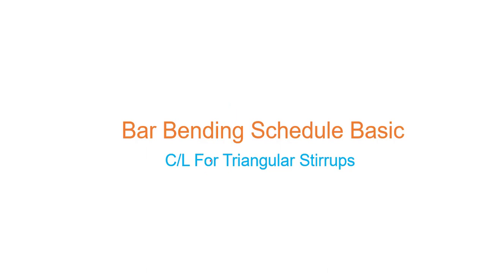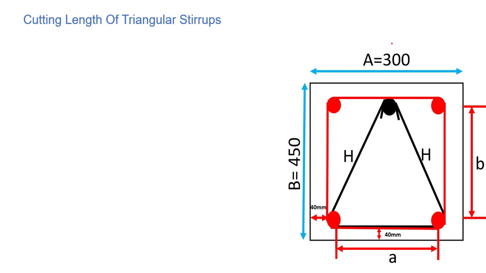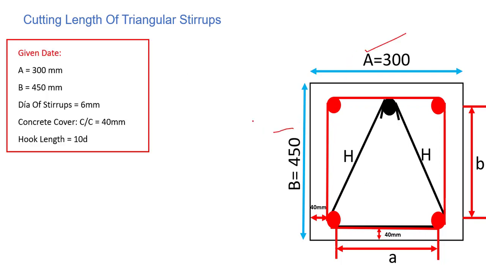Hello, in this tutorial we are going to find out the cut length of a triangular stirrup in metric. We have already done this in the B.B.S system. So let's get started. This is basically the cross section. It could be a beam or a column, 300 by 450 mm, where A is equal to 300 and B is equal to 450.